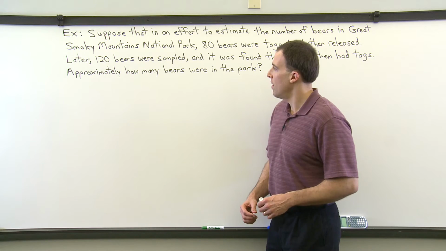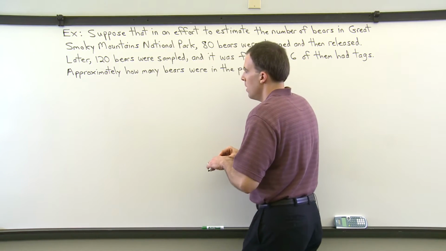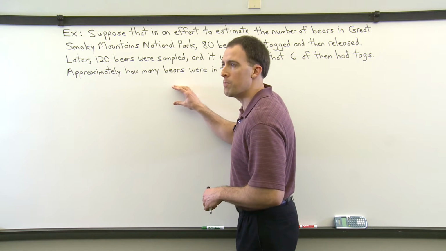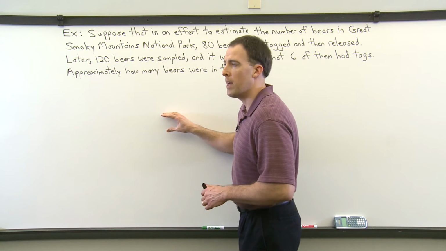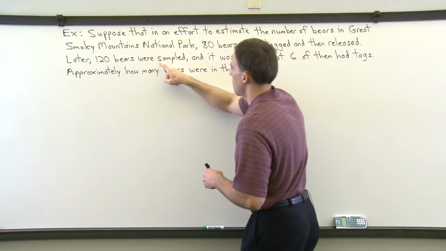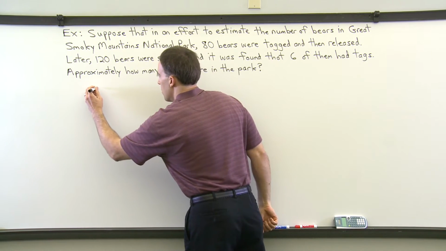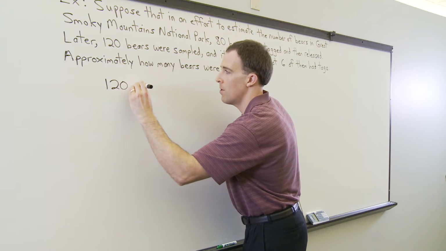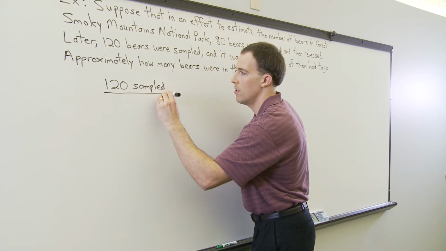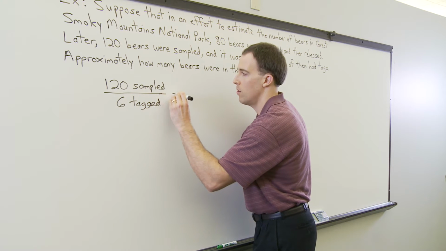So the first thing we have to do is set up our proportion, which is a ratio equal to another ratio. And the key thing with proportions is to make sure that your units line up. Your numerator units must match and your denominator units must match. So let's see here. It says later 120 bears were sampled and it was found that 6 of them had tags. So I would set this up as our first ratio here. 120 of them were sampled at the later time, and it was found that 6 of those were tagged. We can make that our first ratio.